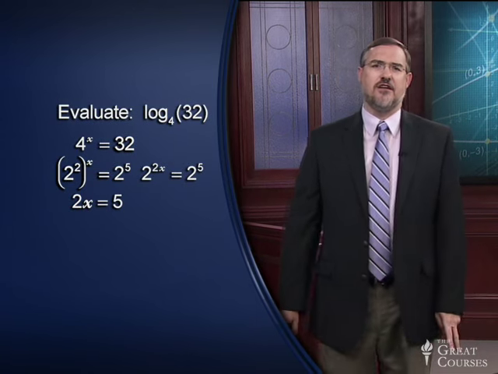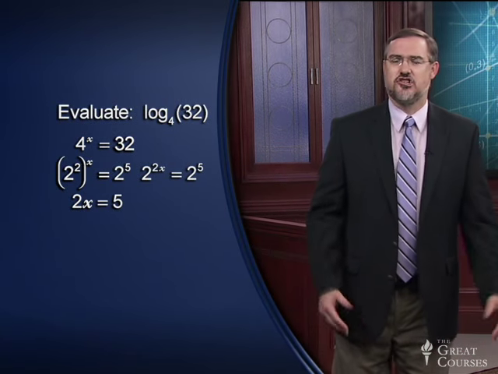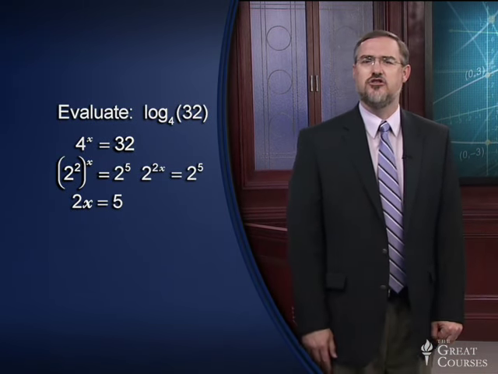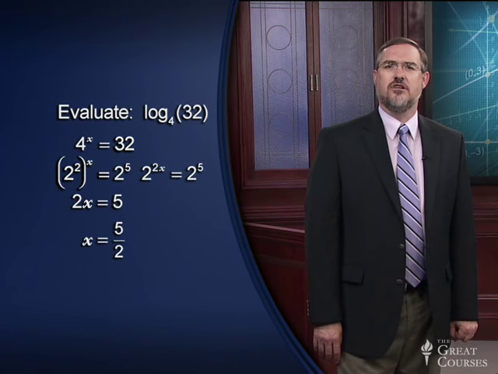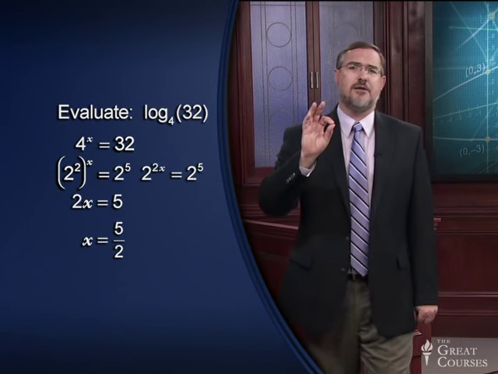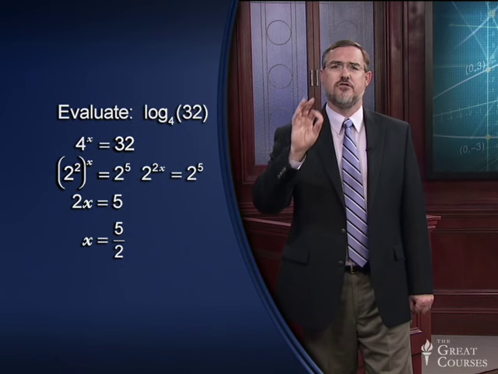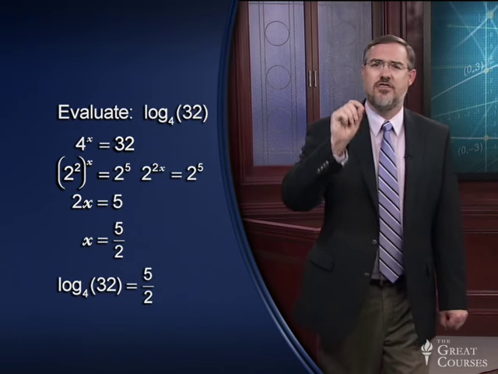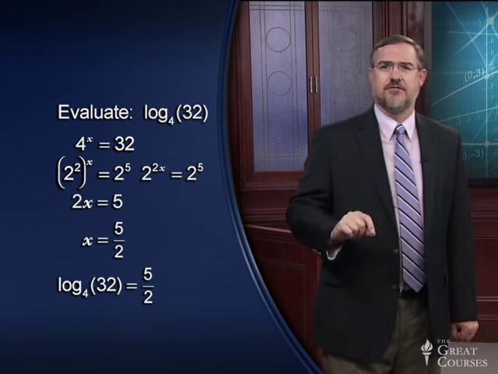Well, 2x equals 5. You and I could solve that pretty much in our sleep, probably, because now we just divide by 2, and we have x equals 5 halves. So my original problem, finding log base 4 of 32, I now know the answer. That's equal to 5 halves.